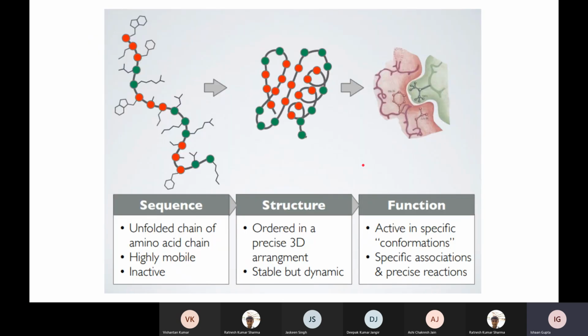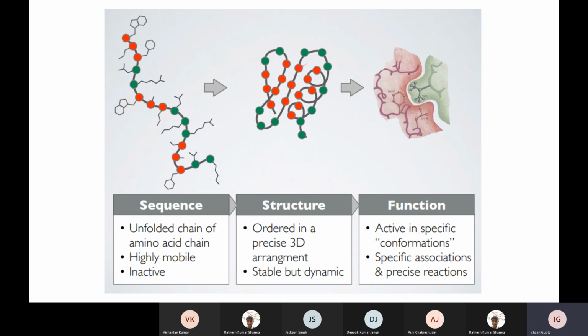So how does it look for proteins? In the case of proteins, you have the sequence of proteins, which is basically nothing but amino acids, where you have your peptide backbone. So in the unfolded form, it's just a chain of amino acids. It's mobile, but it's inactive. When it gets folded, it forms a specific structure, which is ordered. Each of the amino acids has a relative order with respect to each other in 3 dimensions. It is stable. Most of the amino acids don't change with respect to each other, but it is dynamic. Some of them might change with respect to each other.